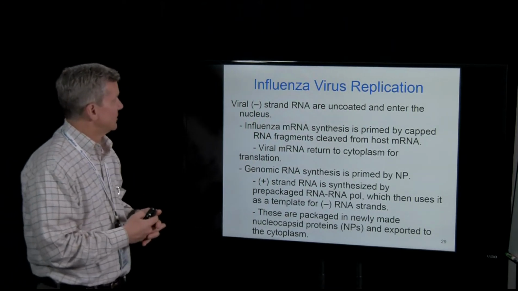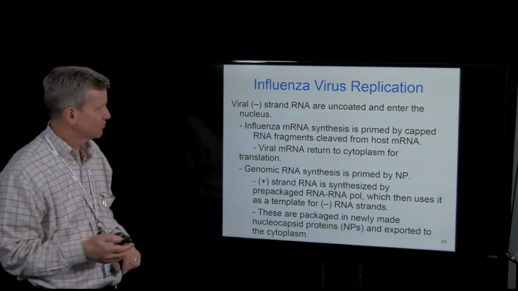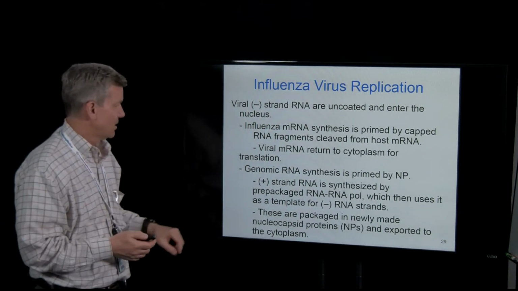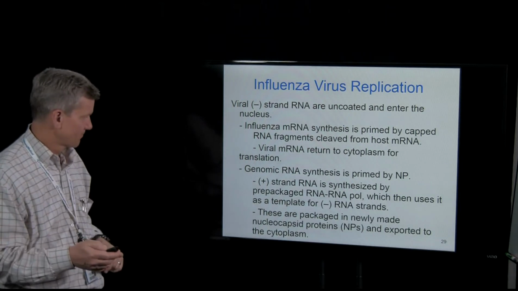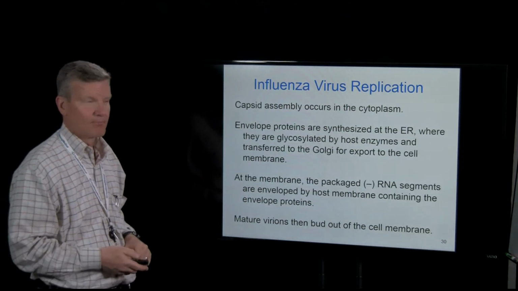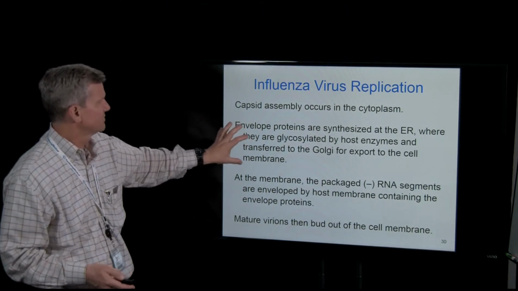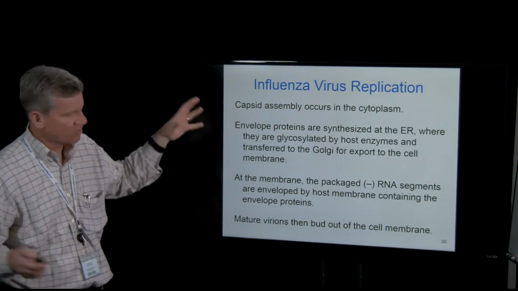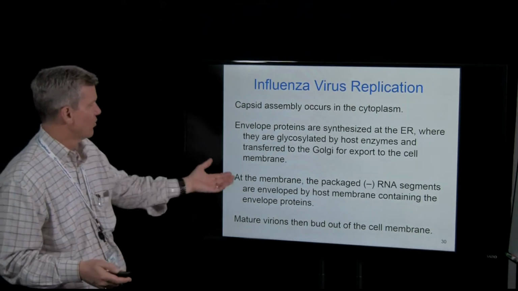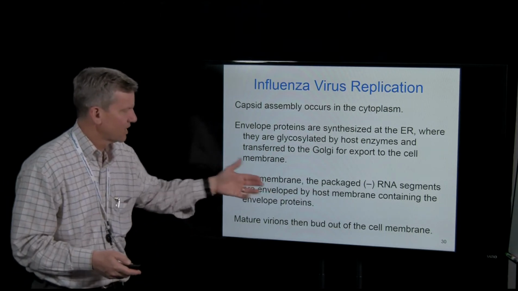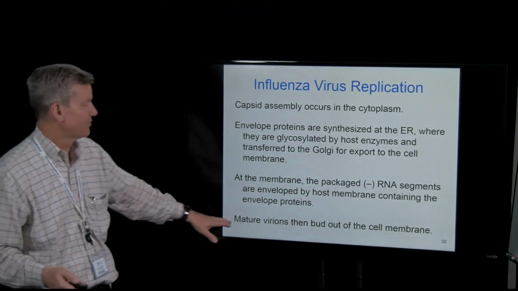The other thing you have to remember is if it's negative strand, it has to go through a positive strand intermediate, and then back to negative again. Okay, so the capsid assembly occurs in the cytoplasm. Envelope proteins are synthesized in the ER, and all the envelope proteins and the capsid proteins come together at the cell membrane where the negative strand RNA segments are packaged inside the matrix, and the mature virions then bud out of the cell membrane.